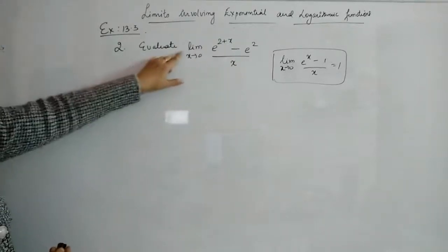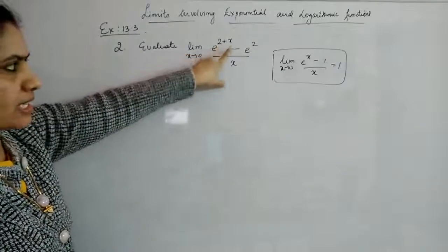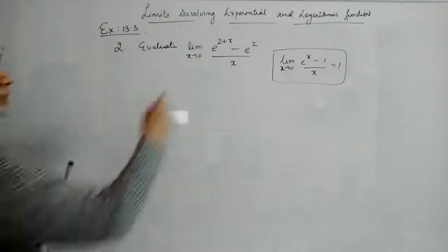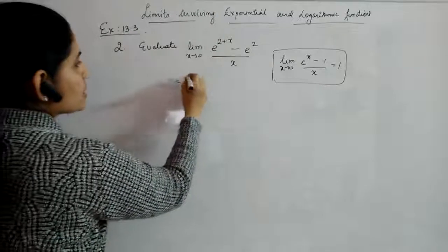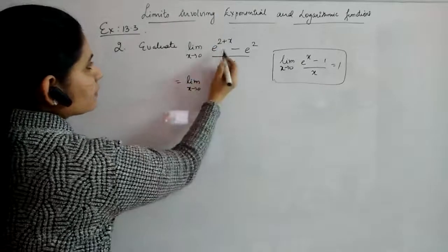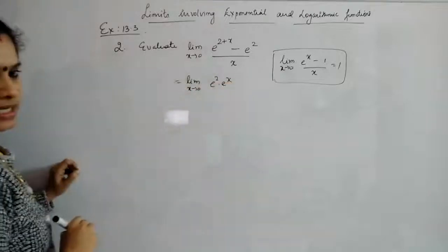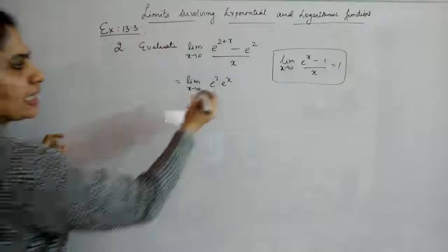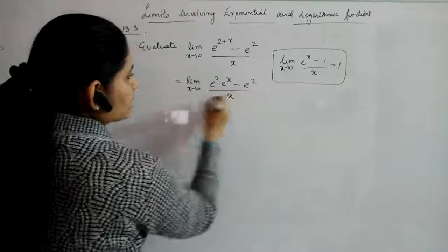Next question is limit x tends to 0, e raised to 2 plus x, in the power itself it is 2 plus x, minus e square, divided by x. So from here what we can do, we have to make it in this form, then only we can apply the limit. So we can write this as e raised to 2 into e raised to x, right? Base is same means powers you can add. So e raised to 2 plus x is split and written as e raised to 2 into e raised to x, minus e square, divided by x.